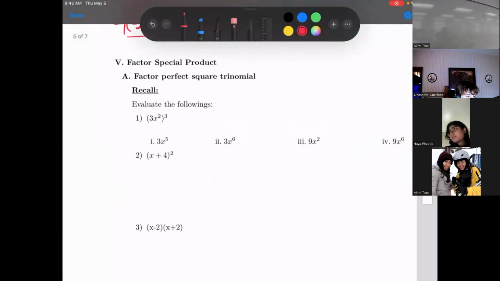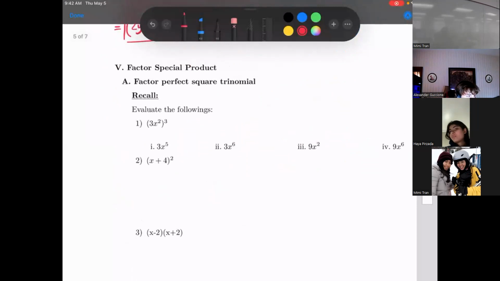Okay, before we start, I want you to try these on your own because this is a review. Thank you, Haya. Perfect. Try on your own. The first one, I want you to choose the correct answer. For the second and third, I want you to evaluate. For the second one, I want you to expand x plus 4 squared. And for the third one, I want you to FOIL.